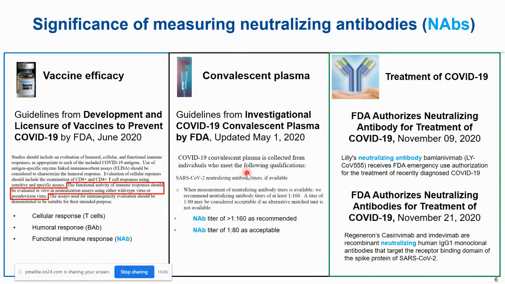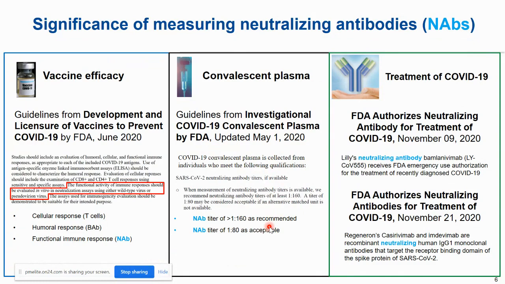Secondly, in terms of convalescent plasma treatment, I think in 2020 it was quite popular due to the lack of any treatment, right? There is an FDA guideline for investigational COVID-19 convalescent plasma, and it indicates that measuring the neutralizing antibody titers is critical to determine who is eligible to donate convalescent plasma samples. At least a 1 in 160 titer of neutralizing antibodies is recommended to identify those individuals who have a high titer. So this 1 in 160 is a good titer that can save other people's lives.